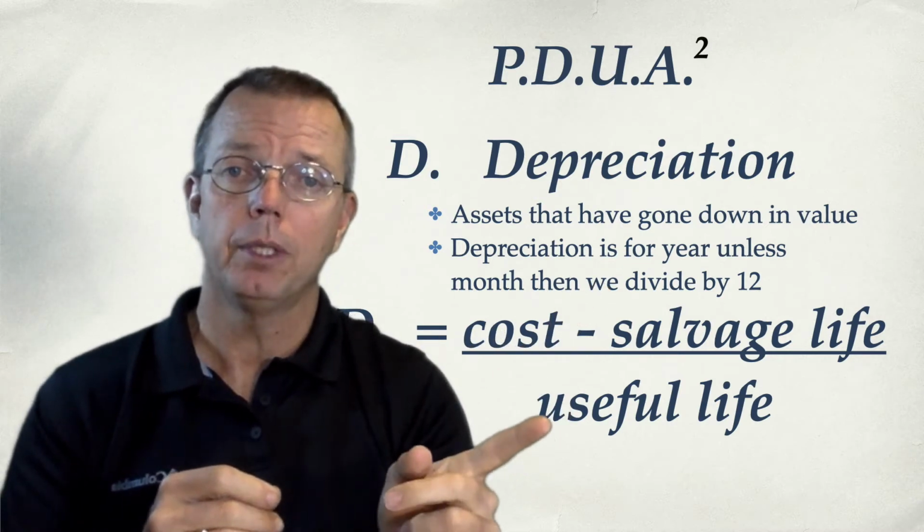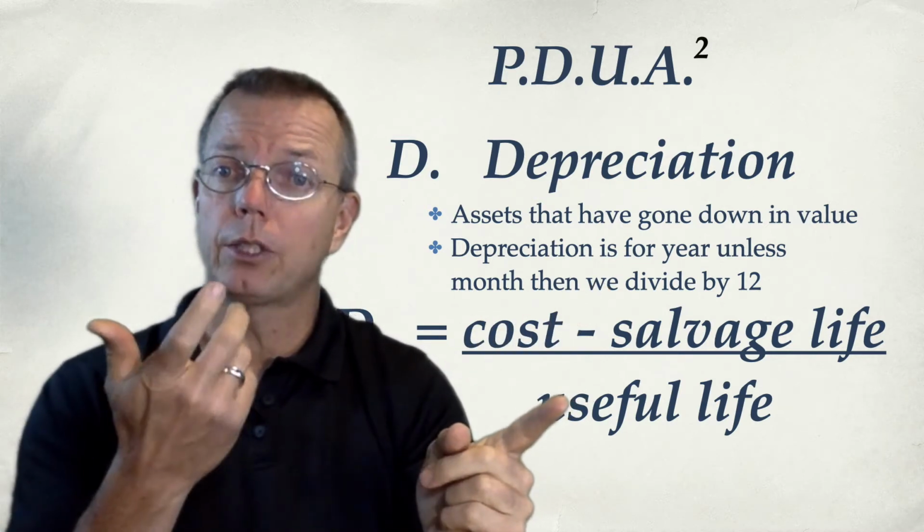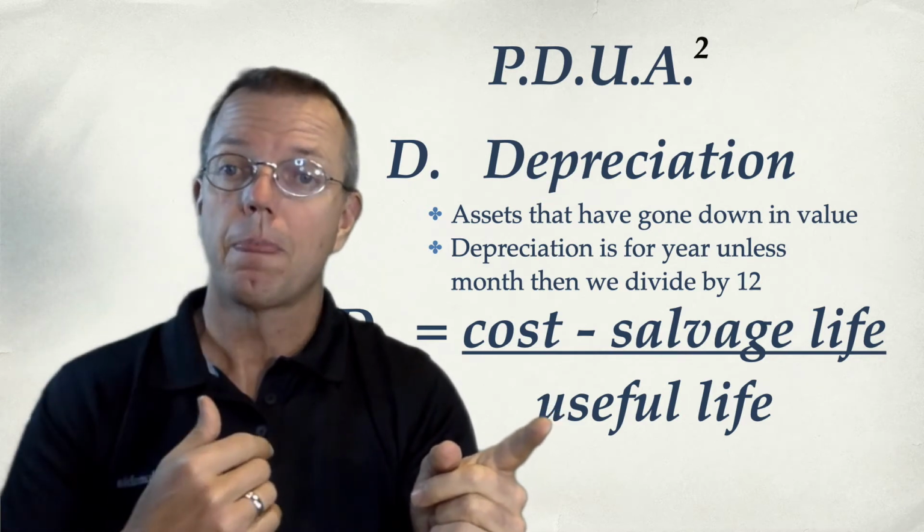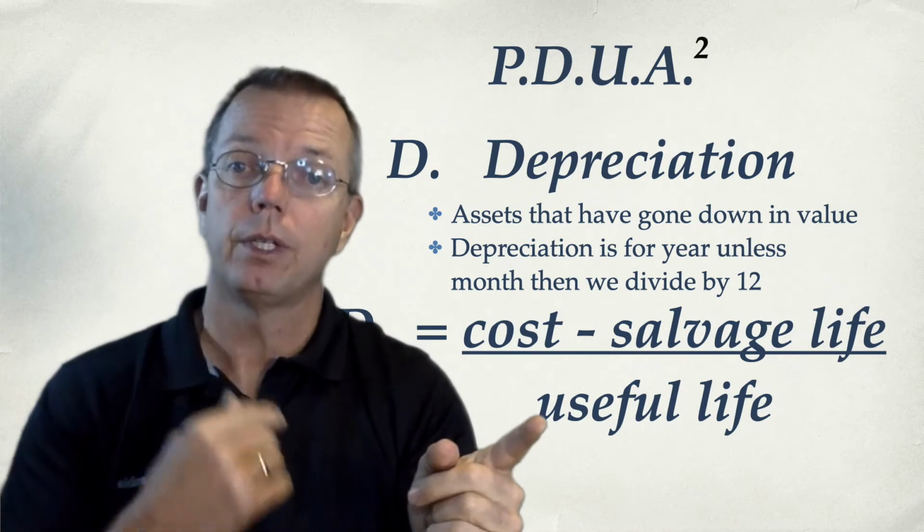So let's look at the formula. You have cost, so what you actually paid for it. Let's use an example. Say you bought a car and you paid $1,000 for it. That's what you paid for it a year ago.